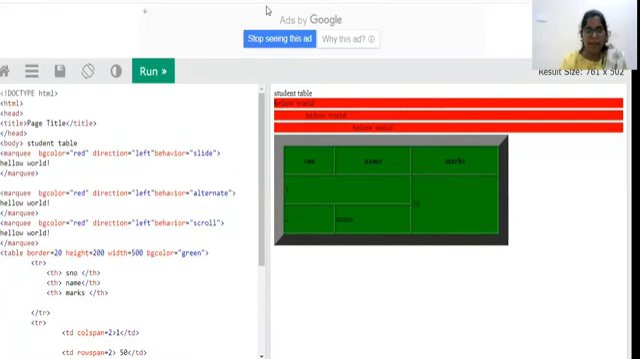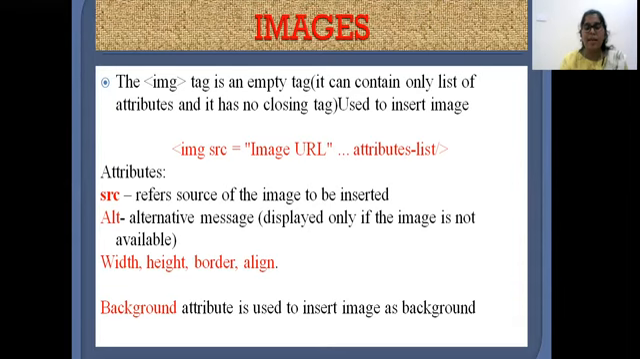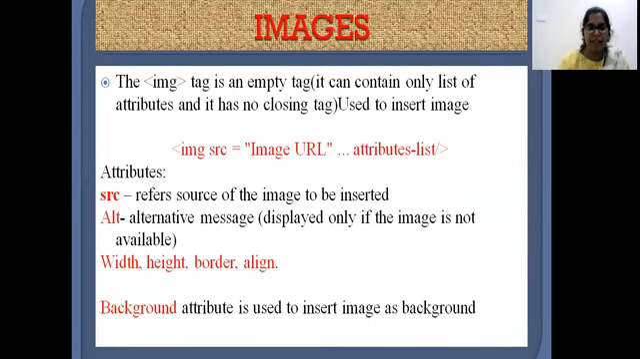Let us go and see the next topic, which is images. Images give a very good impact to the web pages. We can put images as part of your web page as well as we can keep them as background for your complete web pages, which gives a good impact to your web page. We can insert images into a web page with the help of an img tag. IMG is an unpaired tag. There will be no closing tag for that.